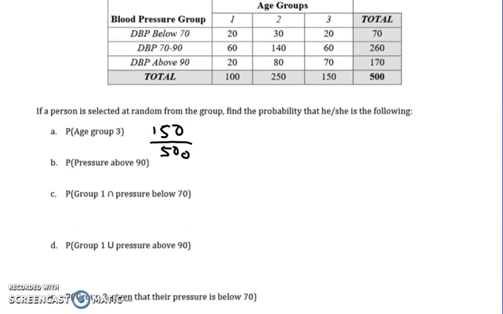That their pressure is above 90. That's 170 over 500. And C, that they're from group 1 and their pressure is below 70. So that is, looking at the table, 20 out of 500.